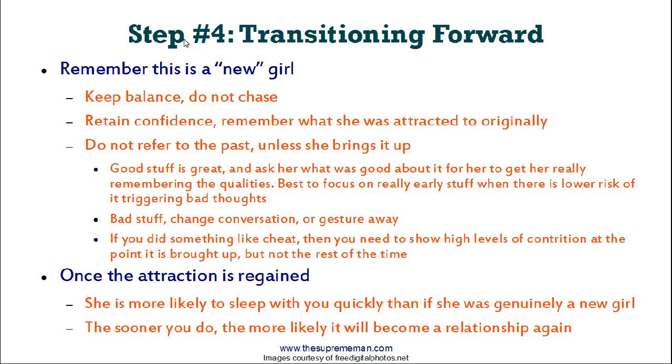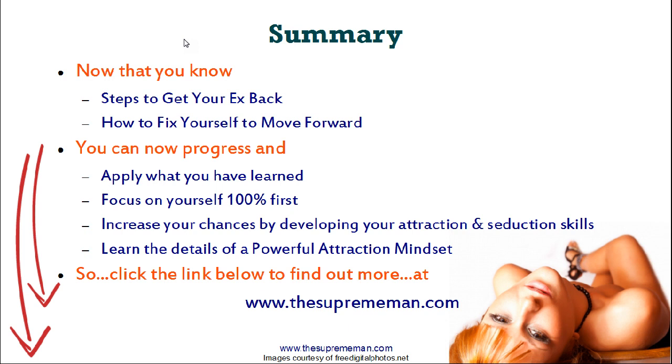Okay guys, I hope this has been useful. It gets you to a point. From there on, it's the same as any other situation, and you just need to focus on moving forward at all times. In summary, what can you do next? How can you maintain that attraction? Well, now you know how to get her back, and how to fix yourself to move forward. You're probably ready to apply what you've learned, focusing on yourself 100%. But you can increase your chances going forward and improve that relationship by developing your attraction and seduction skills.